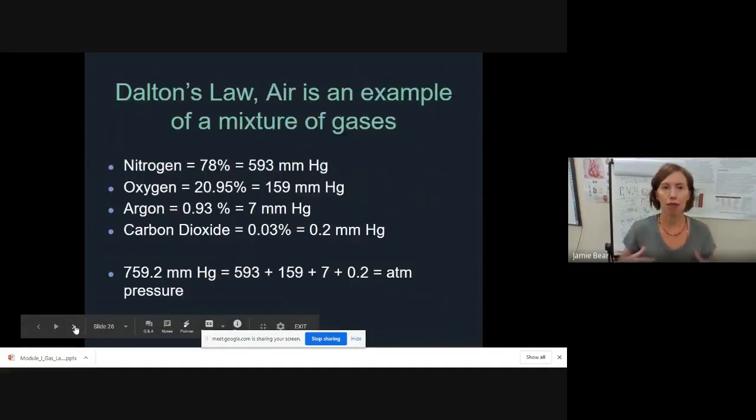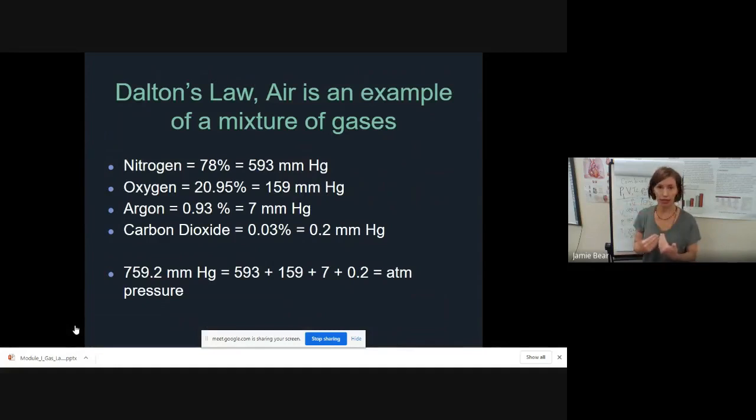The best example of this is air. Air is something that we're constantly breathing in, and based on our ventilation chapter, we're exchanging on average about 4 liters per minute. That's an average of the whole population of how deep, our tidal volume, and how fast, our respiratory rate. So the air mixture is nitrogen at 78%, oxygen at 20.95, or we're just going to say 21%, argon and carbon dioxide, and there are other gases also in very small amounts. So mainly it's nitrogen and oxygen.